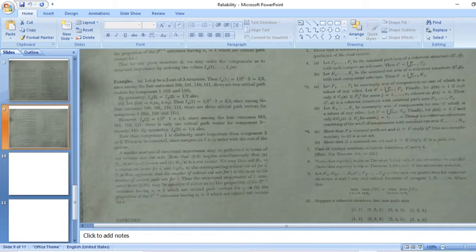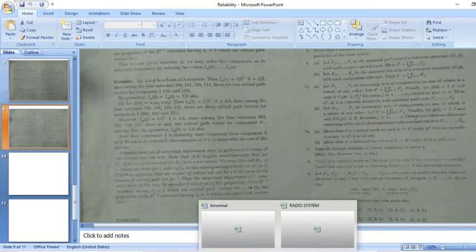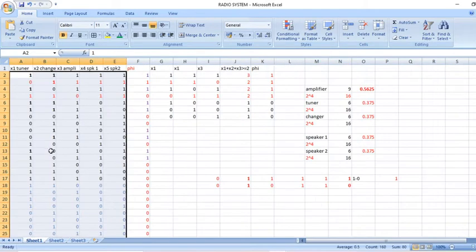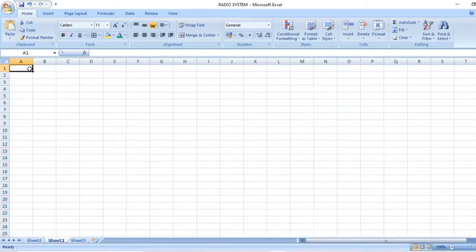Students, today we are discussing one example of finding structural importance of a component. Let us consider a 2 out of 3 system. Let x, y and z denote the state of the components. It can be 1 1 1.